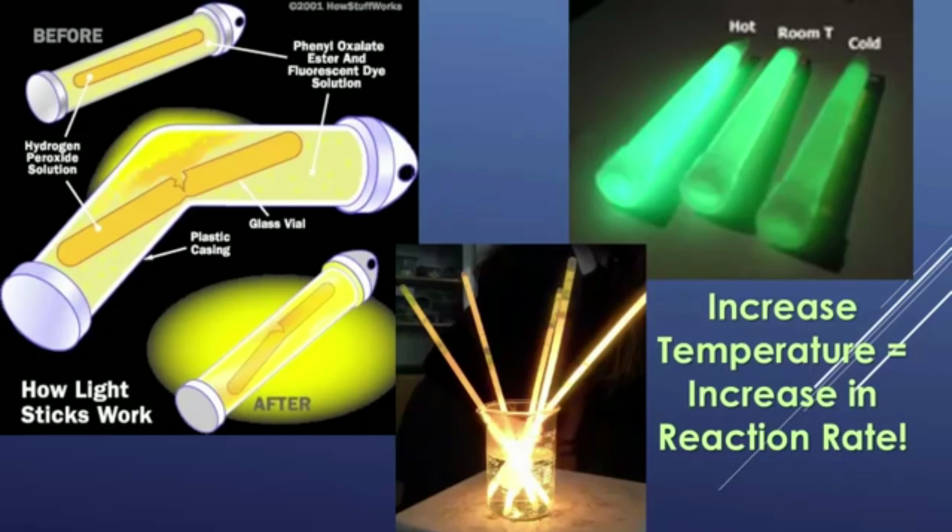Here is a reaction that tests the effect of temperature on reaction rate. Here we have 3 glow sticks. One is placed in hot water, one in warm water, and one in cold. Notice that the glow stick placed in hot water glows brighter. It has a faster reaction rate because its particles are colliding more often with more energy.